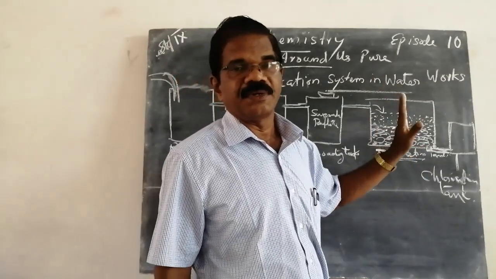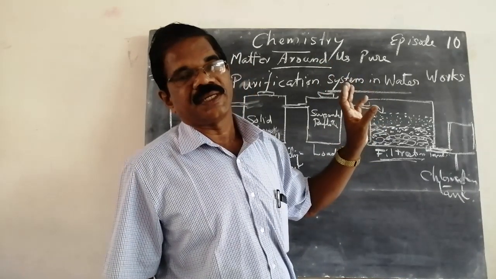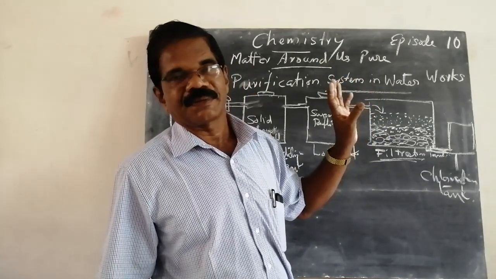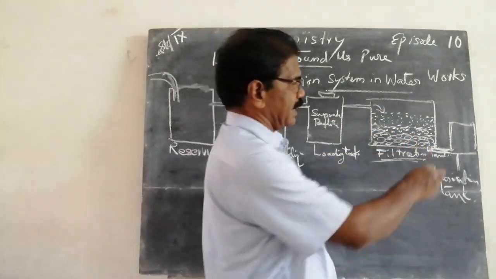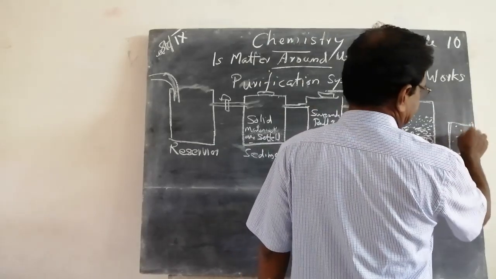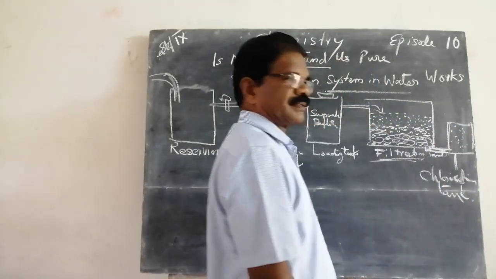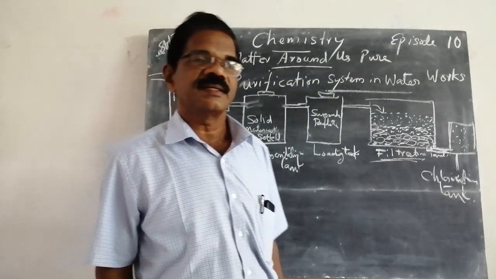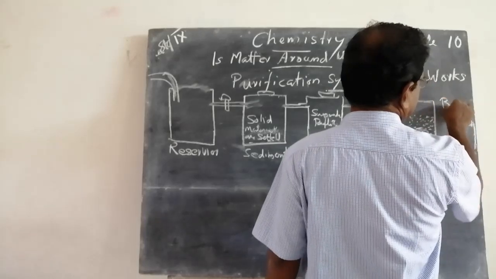There are no impurities, but there is a chance of bacteria or such infectious materials remaining. So it is again passed through another tank, known as the chlorination tank. How is chlorination done? In this tank, bleaching powder is added.